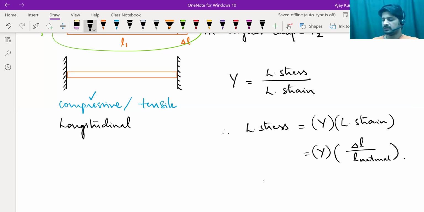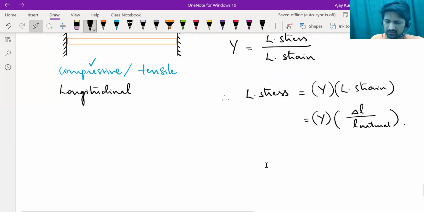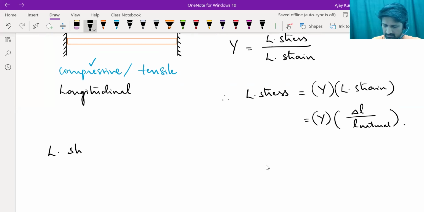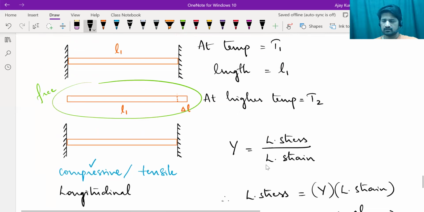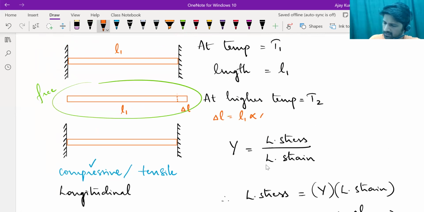Now, this is slightly tricky. Our aim is to measure the stress developed. The kind of stress we are talking about here is longitudinal stress. It is developed due to a temperature change, so you call it thermal stress, but the kind of stress we are looking at is longitudinal stress: Young's modulus times the strain. Now, we can calculate delta L. Delta L is equal to L1 alpha delta T. So delta L is known to us. But what is delta L here? Delta L is the length by which it would have expanded had the rod been free.